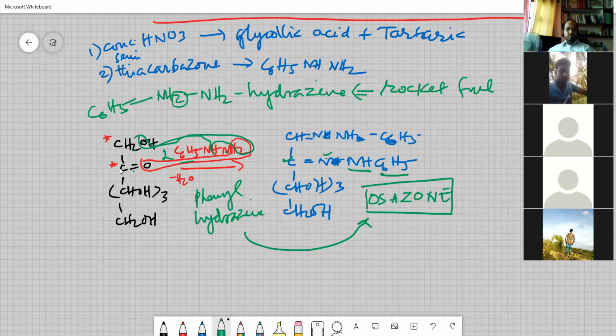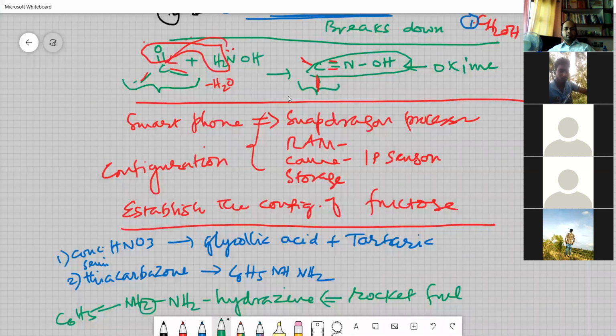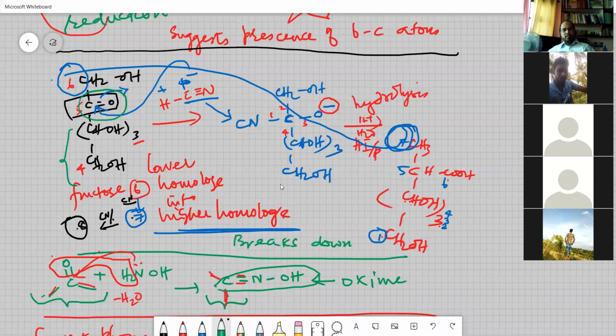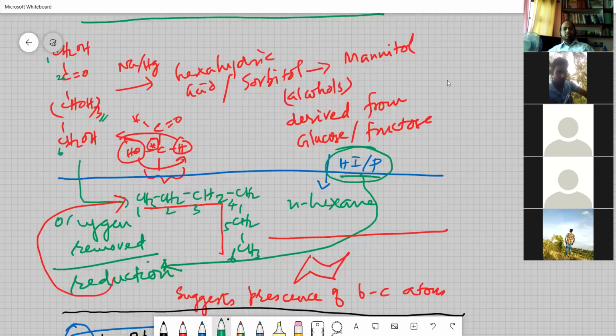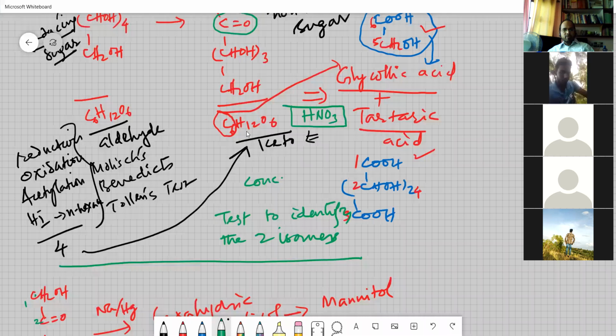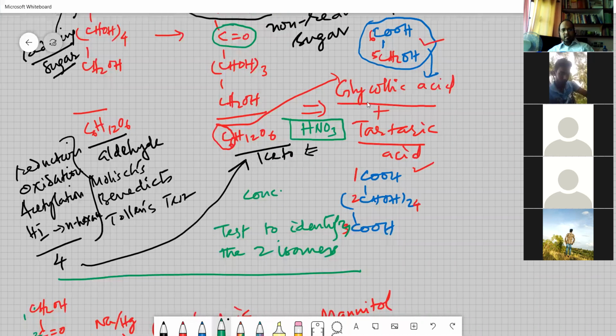Again, I will stress what we have seen today. We have seen how the configuration of glucose is different from that of fructose. Glucose is called an aldehyde sugar. Fructose is called a keto sugar. That is the main difference. The second main difference is that glucose gives rise to sorbitol and fructose gives mannitol, but it breaks down in the presence of nitric acid into glycolic acid and tartaric acid. A very important point: whatever you forget, don't forget this one. Glycolic acid.